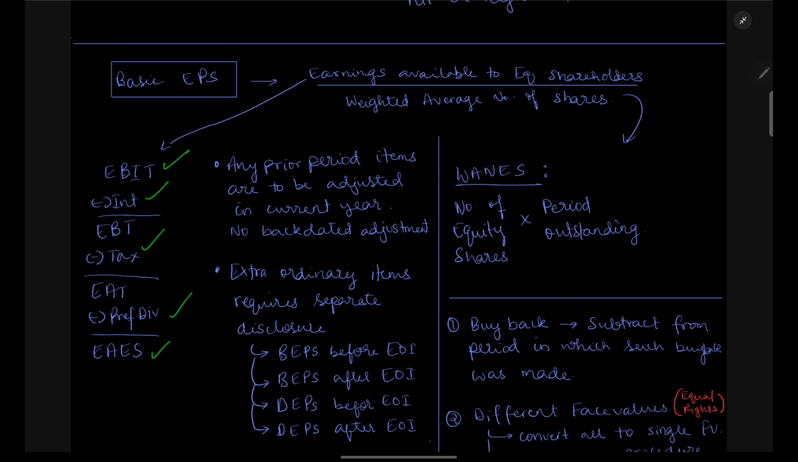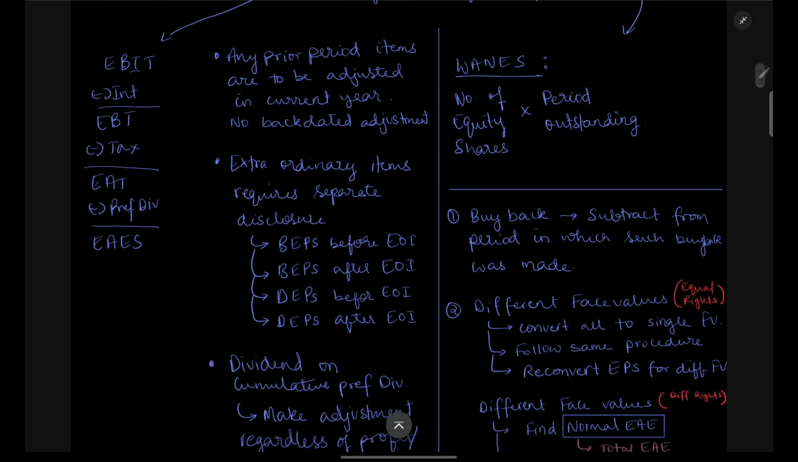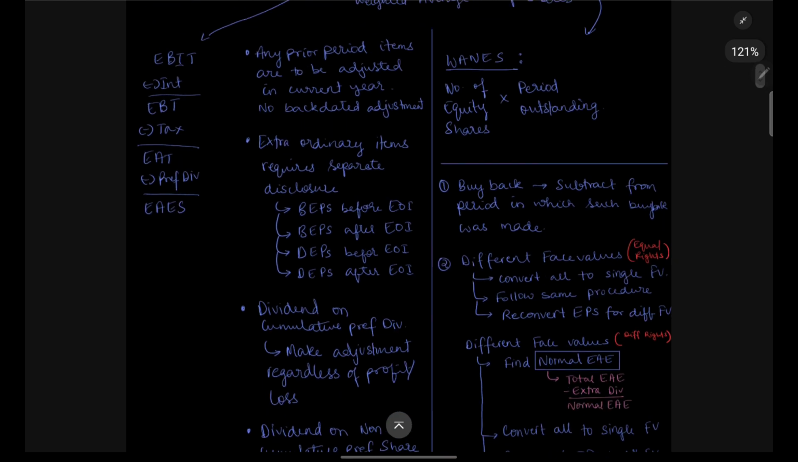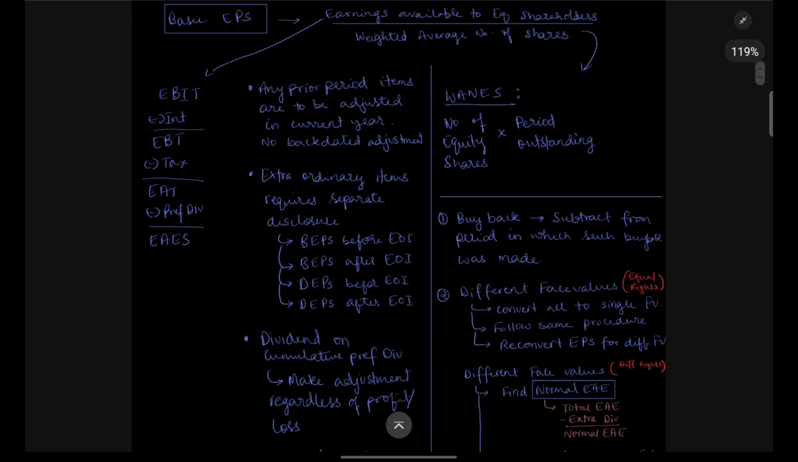There are obviously various scenarios that may arise, so we'll discuss them one by one. In case there is any prior period item, meaning an item relating to previous years, suppose the current year is 2024, right? And you forgot to include something in 2023.